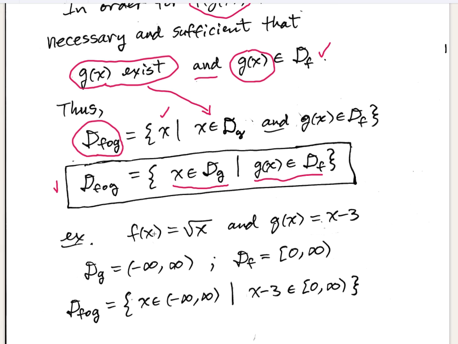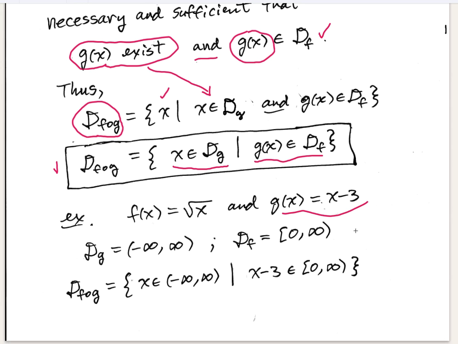Suppose f of x is the square root function. By the way, notice that I haven't put any limitations on these, so we're just going to assume they're natural domains, implicit domains. We're only sticking to real numbers though. And g of x is x minus 3.